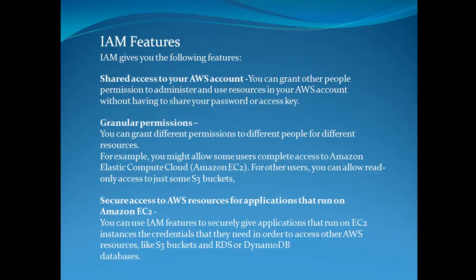The third one is secure access to AWS resources for applications that run on Amazon EC2. You can use IAM features to securely give applications that run on EC2 instances the credentials that they need in order to access AWS resources like S3 buckets and RDS, DynamoDB or other database services.